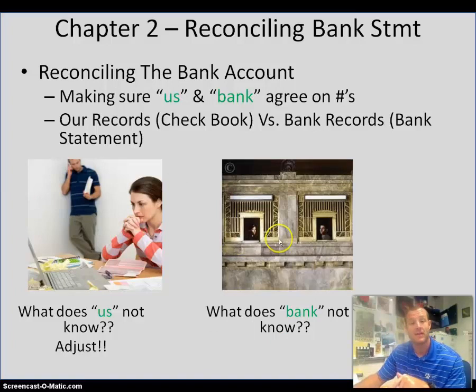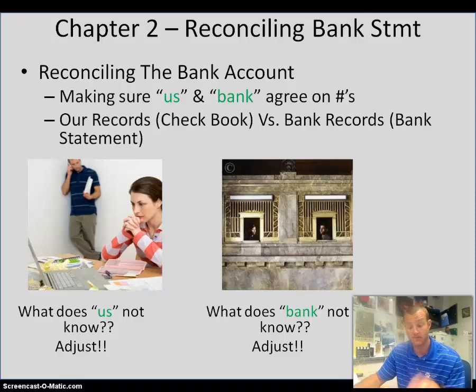Then on the flip side of it, there are things that we do throughout the month that the bank doesn't necessarily find out about right away. And when they send us that bank statement, they may not have recorded it because they hadn't found out about it yet. But we recorded it because we knew about it in real time, and there's some lag or delay in the bank finding out about it. So we have to figure out what the bank does not know and then adjust. And that's what reconciling the bank statement is.